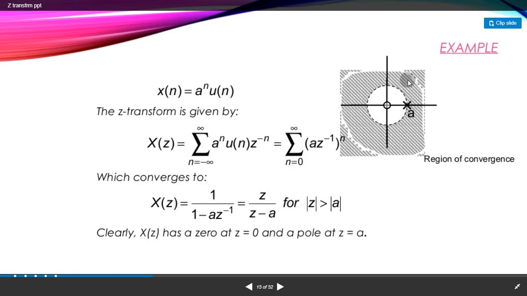So the region of convergence of that specific discrete time signal, a to the power n into u of n, is this. At 0, the region of convergence will not exist. From this point, from z is equal to a, after this circle the region of convergence will exist. At z is equal to 0 it will not exist. Okay, so it converges.